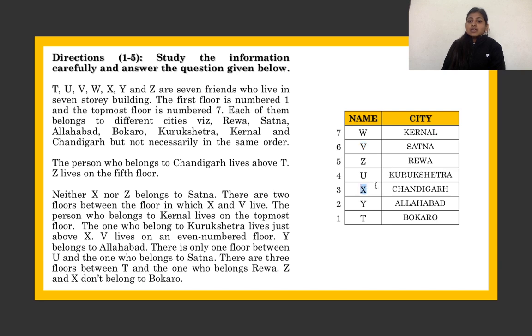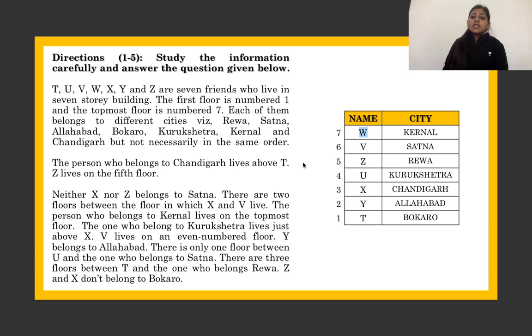So X is here, Kurukshetra is just above X, and T is here, Reva is at 3 gaps from T, Chandigarh is here, X is here, and U and Satna is 1 gap apart. It's W here. Is this solution fine? So you have to just check like that.